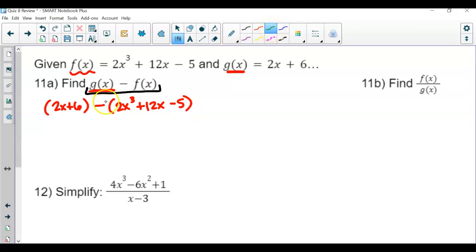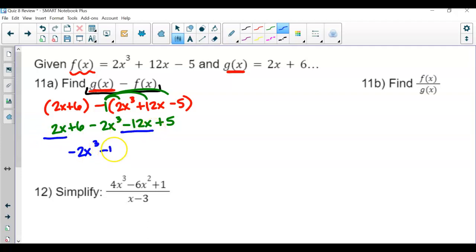Now distribute the negative, or negative 1, before you start subtracting. So 2x plus 6, but now minus 2x cubed minus 12x and plus 5. Now combine like terms. I see only this x cubed, so negative 2x cubed, right? Keep the sign in front. There's no x squared, but I have 2x minus 12x, negative 10x. Then 6 plus 5, giving me 11.